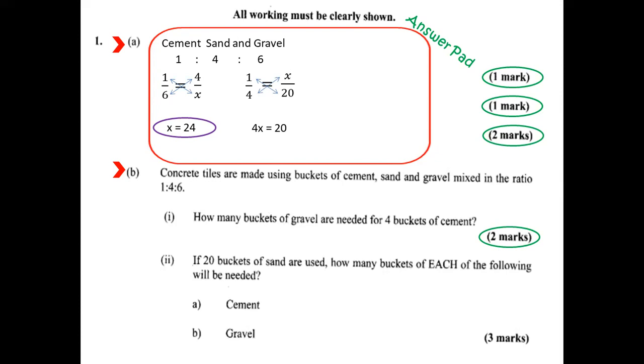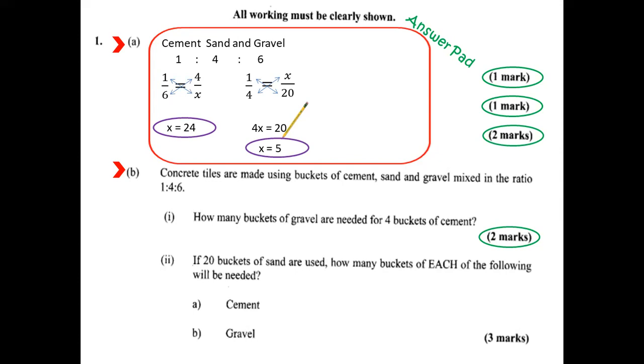Naturally, we're not finished as yet. At this point, we divide both sides by 4. And x is 5. So we need 5 buckets of cement. All right.